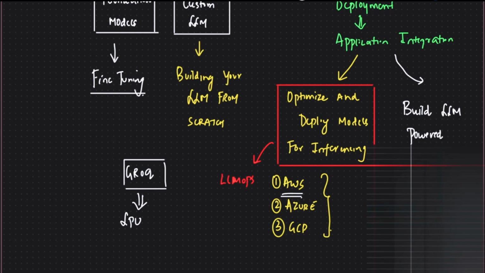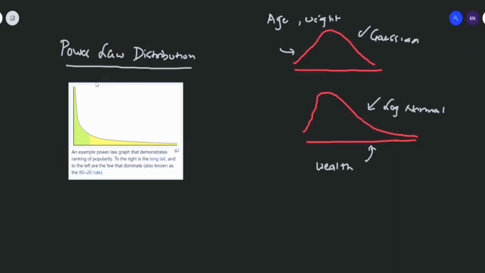Powered application, because your integration is done, your API is created. Now it's all about how well you can actually build the solutions and solve different use cases. Now, what exactly is a power law distribution that we are going to understand?